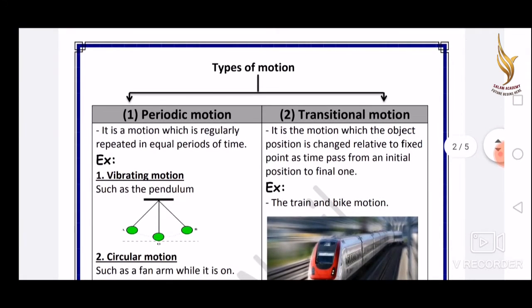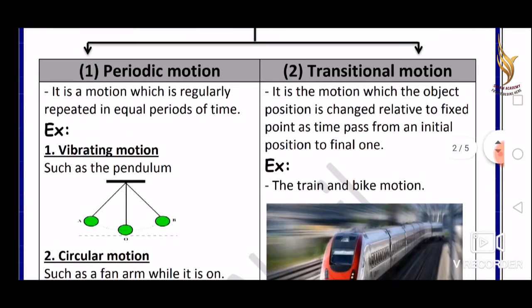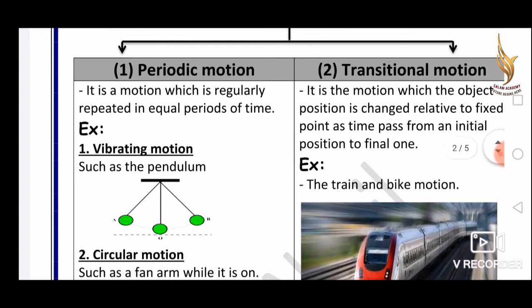Second, we talk about types of motion. The motion of an object is divided into two types: periodic motion, okay, and transitional motion. First, we talk about periodic motion. Periodic motion is motion which is regularly repeated in equal periods of time. This motion is repeated at equal periods of time.